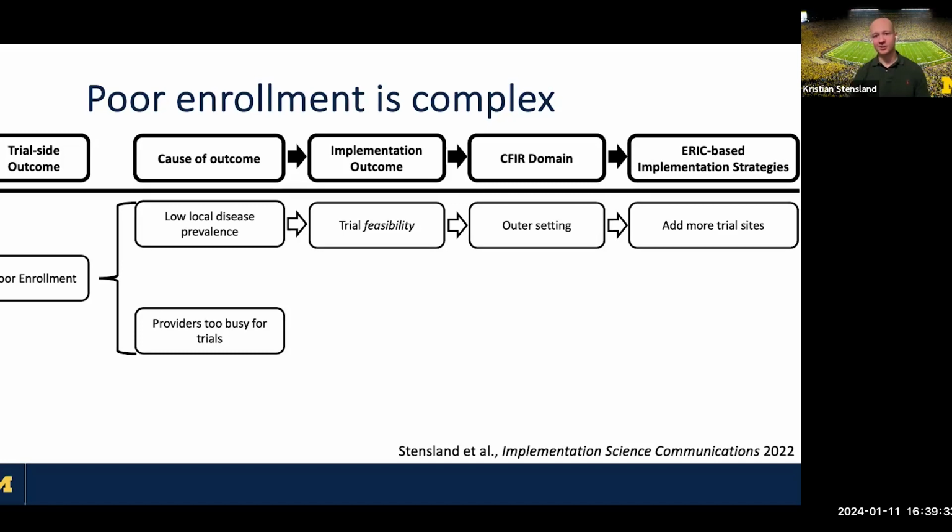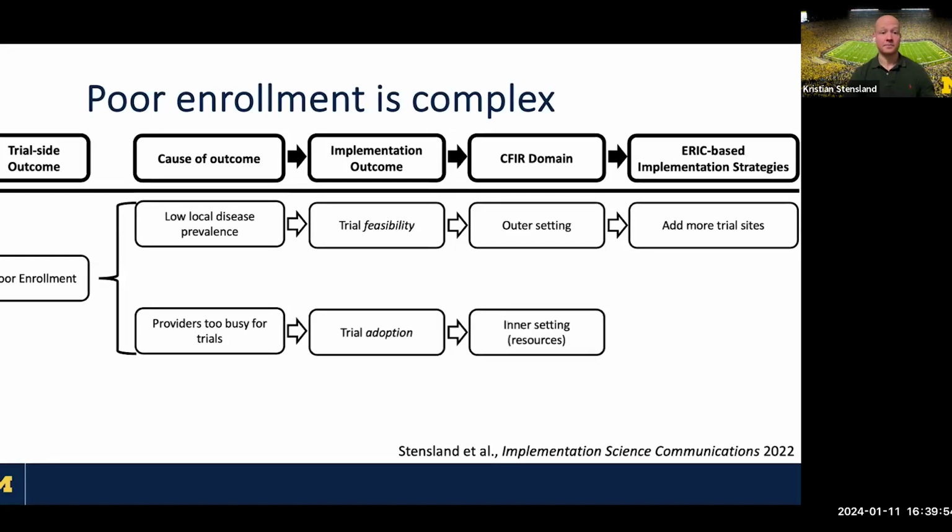One potential strategy to improve enrollment is to add more trial sites in other areas where there are more cases of prostate cancer. So the ultimate way this works is sort of a root cause analysis, finding the actual reason, so low local disease prevalence, and then linking it to a very targeted and tailored strategy of adding more trial sites. If instead my problem is that the providers I have are too busy for trials, then something that might work would be to hire more research staff instead, because I have plenty of people around, plenty of potential participants, but I need to reach them better.